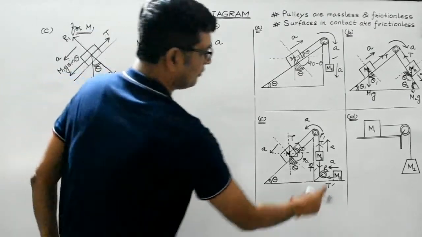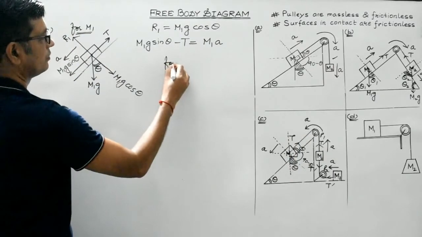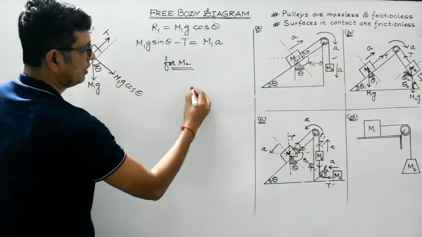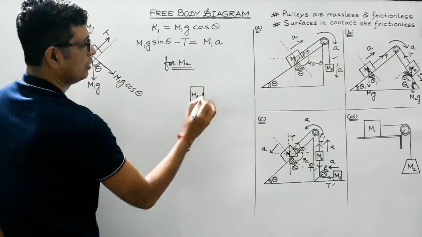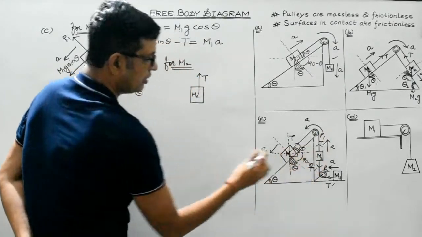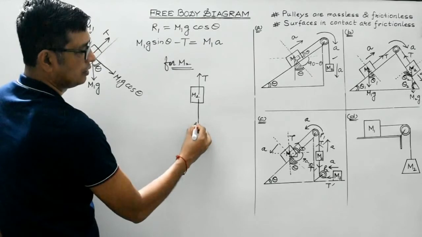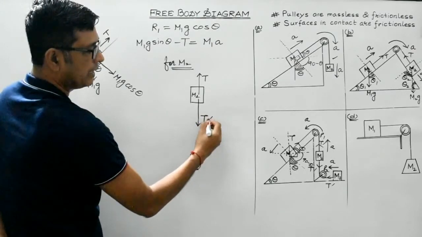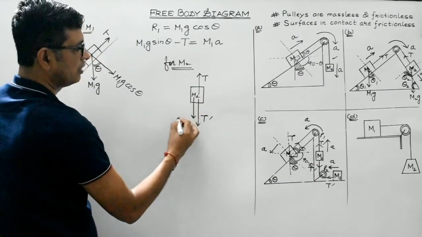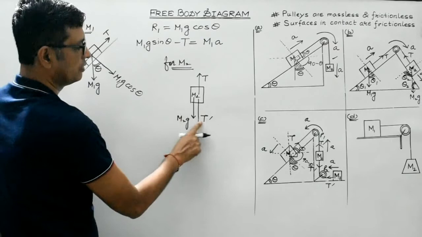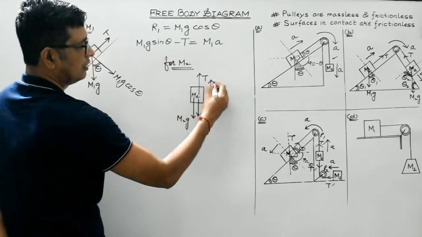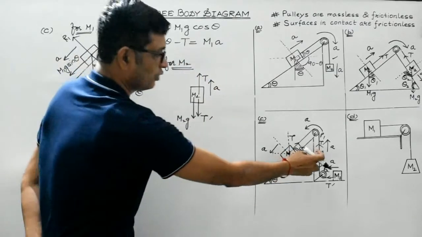Now let's consider M2. Let's draw the free body diagram. This is M2. What are the forces acting? This is the tension T. The other one is T dash, this is T dash tension. And the other force acting is its weight, that is M2G. And the body is accelerated in the upward direction. So this is the free body diagram.